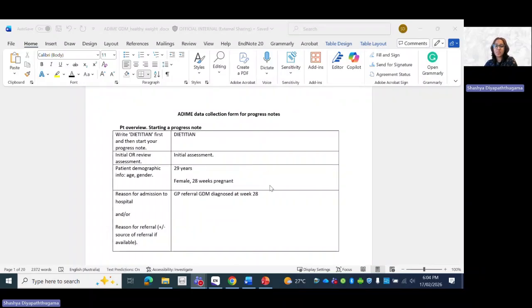So this patient is 29 years old and she's a female, and she's a pregnant lady, and she's 28 weeks pregnant, which means she's currently in her third trimester of pregnancy. And the GP referral is because she was diagnosed with gestational diabetes at week 28.